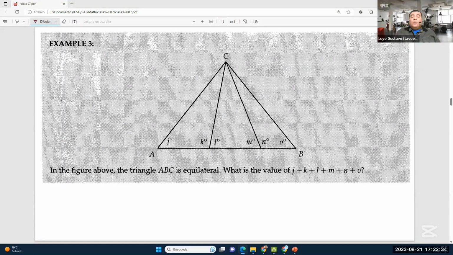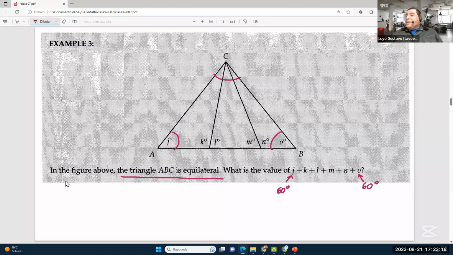Okay, so what do we do here? Take a look. This, according to the statement in the question, says that the triangle ABC is equilateral. What does it mean equilateral? Well, each interior angle is 60 degrees. This one is 60 degrees, this is 60 degrees, and this is 60 degrees. So take a look that in this sum, this is 60. We already have this. This is also 60 degrees. And then we have K plus L plus M plus N, right?